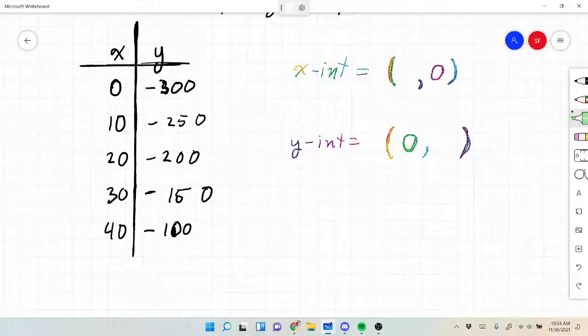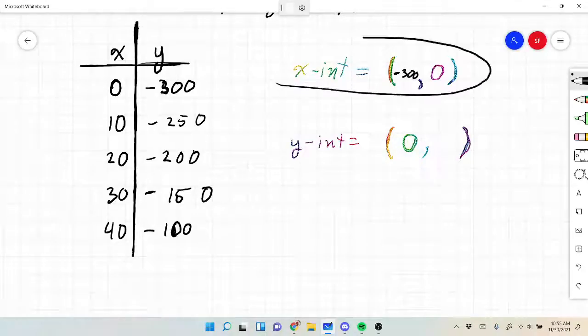What is the y-intercept of this line? It's right on the page. 0 and negative 300. Negative 300, 0 is the x-intercept of this line. Now, it does not directly give us the y-intercept. We can figure it out, though.